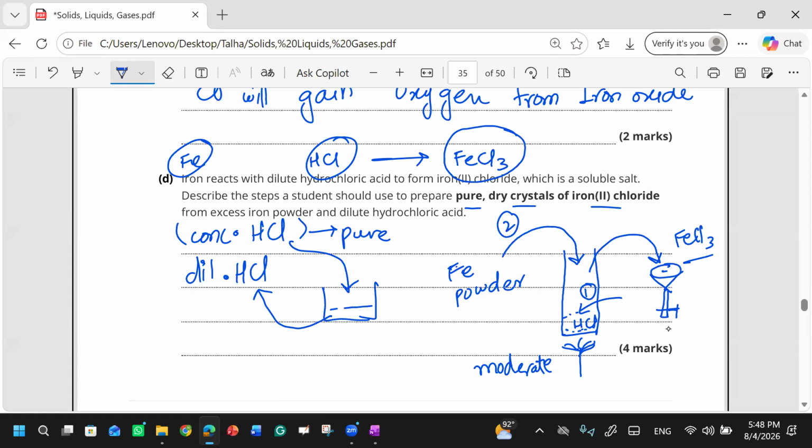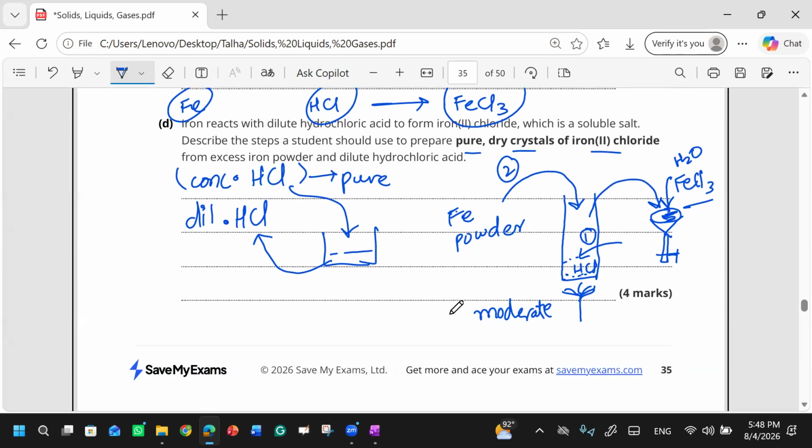Clear? And these are the crystals of iron chloride which you will place to dry. Once you filter it, we also wash it with water so that any impurity will be removed. After filtering, we put water from the above side so that this iron chloride is pure. Then you will dry the crystals. Clear?